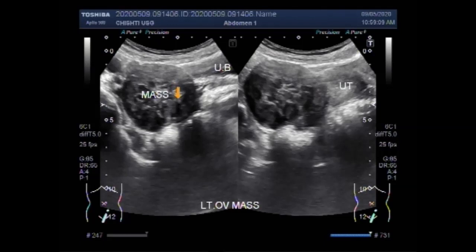A tumor can be benign or cancerous, malignant, but ovarian tumors are typically benign.